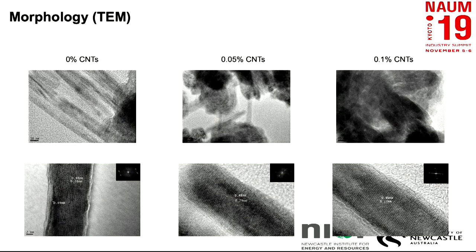Some high resolution imaging to actually indicate that we have made the right phase that we're after. One thing I alluded to before is the carbon nanotubes are actually included into our active material. Finding them is literally like finding a needle in a haystack. Their impact on performance is quite profound.